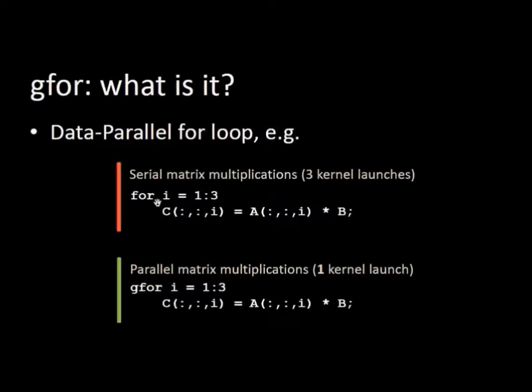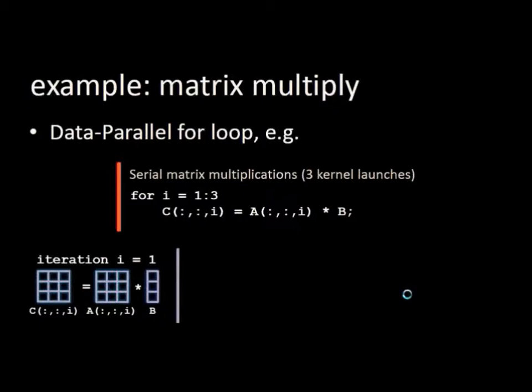So here I show a standard for loop for doing matrix multiplications. This in CUDA would require 3 kernel launches. So in each iteration, you're sequentially going through and multiplying a slice of A by a matrix B. With gfor, we are able to take that full operation and put it into 1 kernel launch, which gives you much faster and better performance. Let me explain that further.